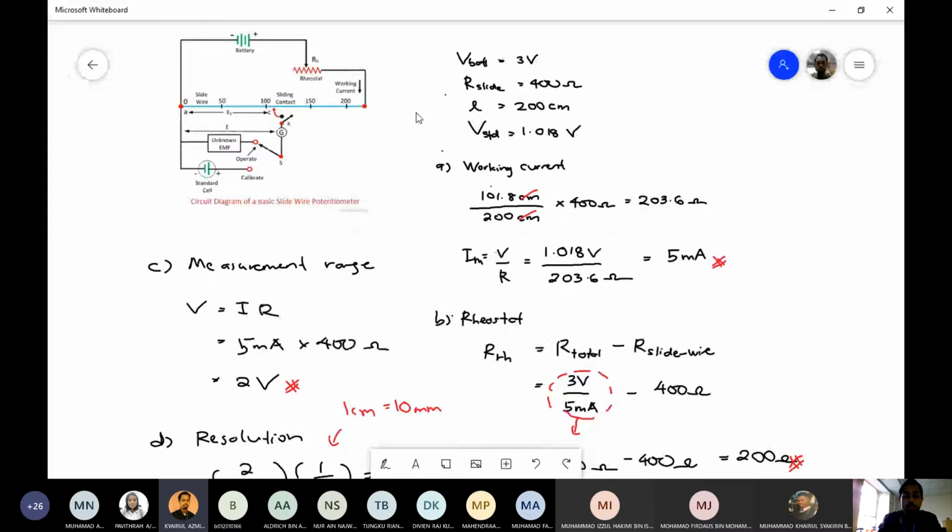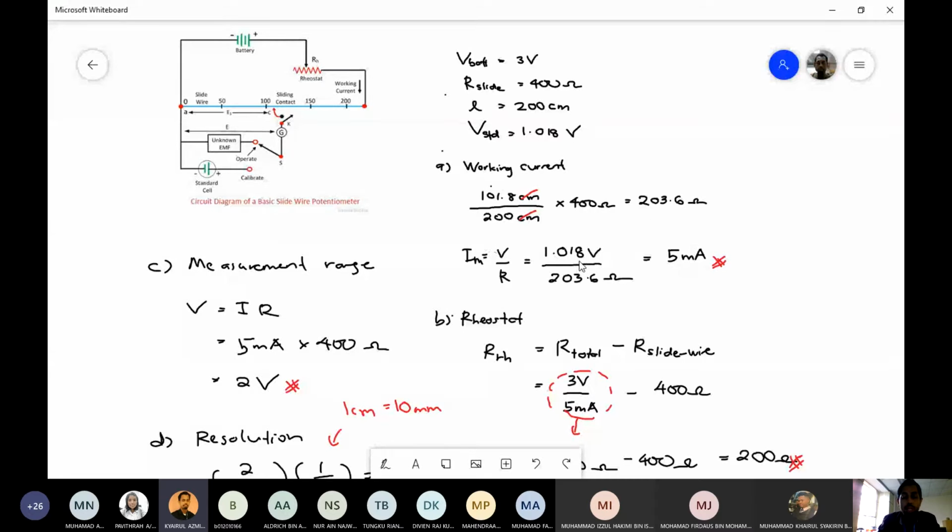Alright. So referring to the circuit, the voltage for the battery is given as 3 volt. The resistance of the slide wire, this blue line here, is 400 ohms. The length is 200 centimeter. And the standard cell is given as 1.018 volts. So part A, to determine the working current, we find the ratio of the resistance at the point 101.8 centimeter. So we divide with the length, so the centimeter cancel, and we multiply with the total resistance, so we get a value of 203.6 ohms.